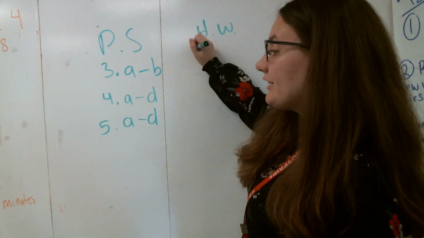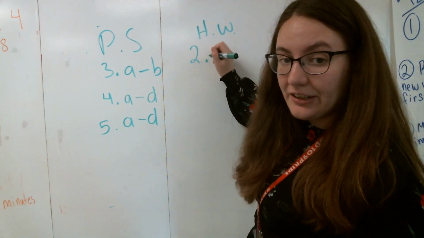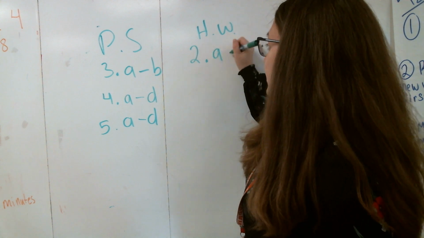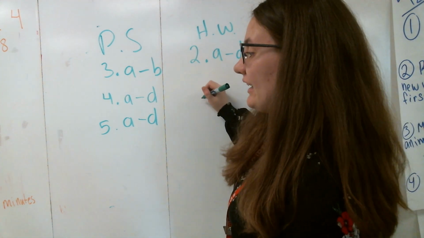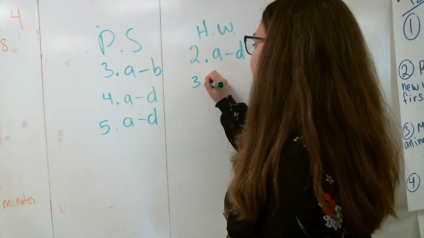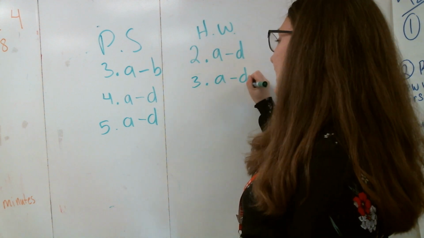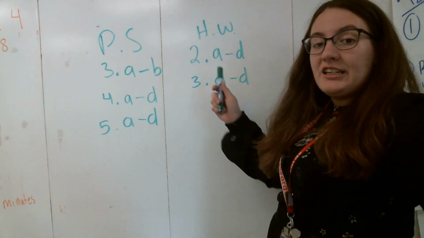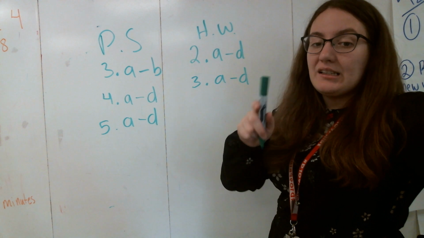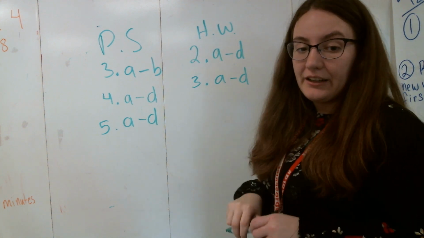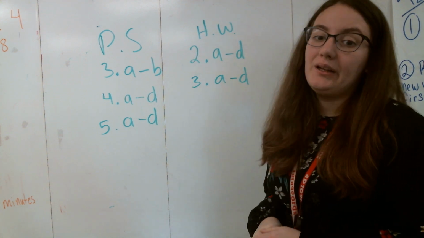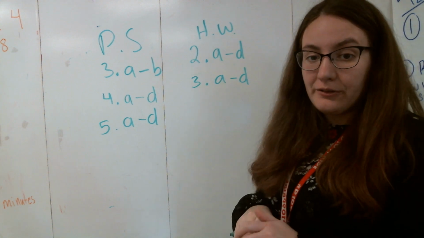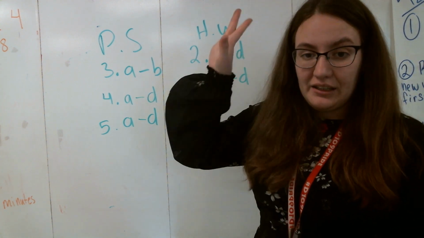For homework tonight, you're going to have number 2. Again, you're skipping number 1. Number 2, A through D, and then number 3, A through D. So you have these problems tonight. Please make sure you get them done so that you are ready for tomorrow. Remember, if you need any help, you can either come to the back table for a small group or raise your hand and we can come around and help you out.